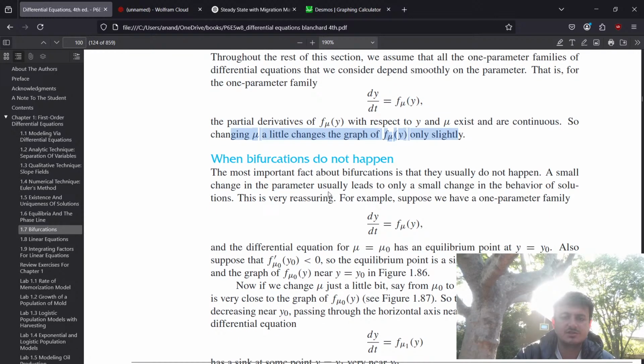When bifurcations do not happen. The most important fact about bifurcations is that they usually do not happen. A small change in the parameter usually leads to only a small change in the behavior of the solutions. This is very reassuring. For example, suppose we have a one parameter family.